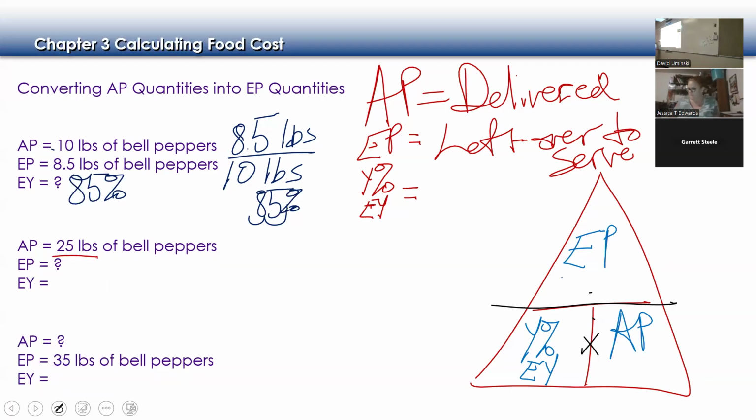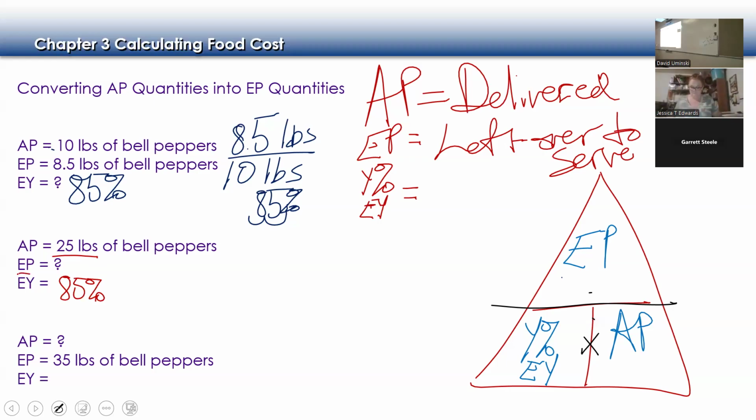I have 25 pounds of bell peppers. How much will I have left over after I trim and everything? What's that? 85%. I'll have 85% of it. That's a good point. So my edible yield is 85%.